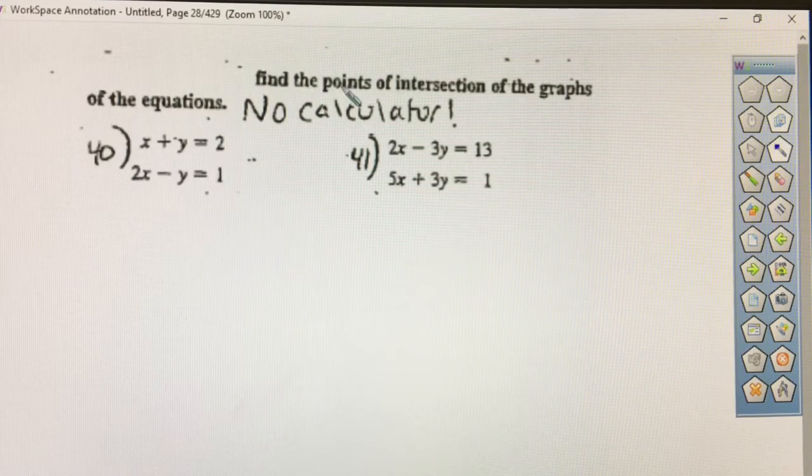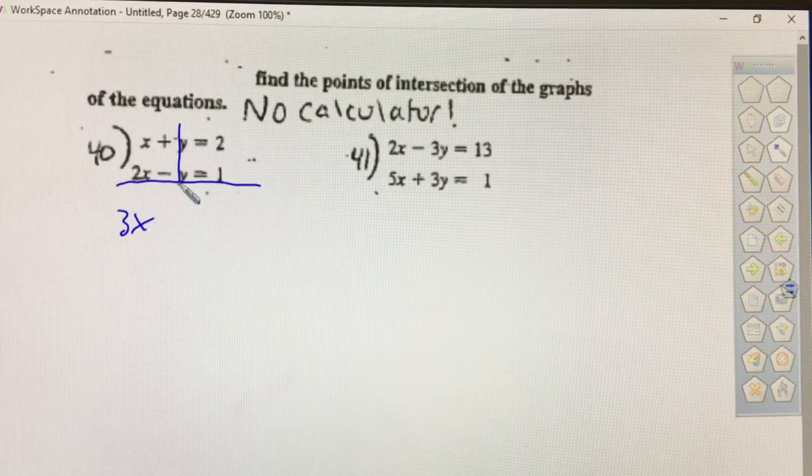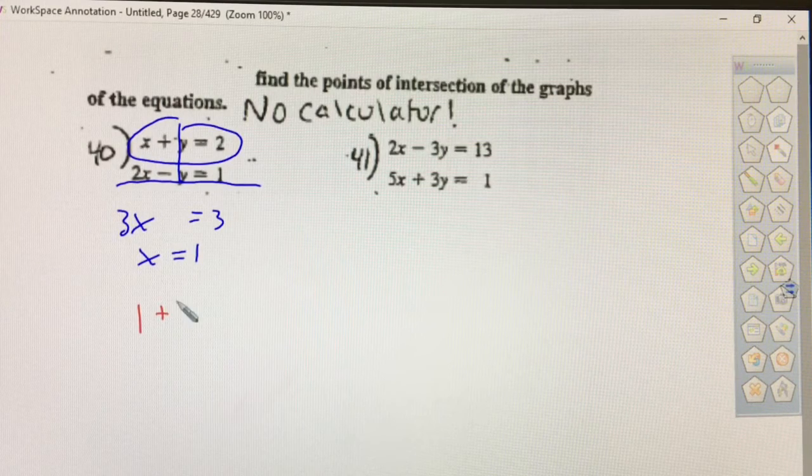Solve the systems of equations, no calculator, I'm not afraid. I'm just going to use elimination, so that's 3x. That's elimination equals 3, so x equals 1. Then I'm going to plug x equals 1 back into this equation. So it's going to give me 1 plus y equals 2, so y is going to equal 1. So the coordinate where they intersect is going to be 1, 1.